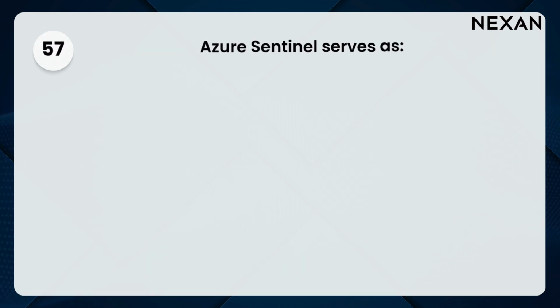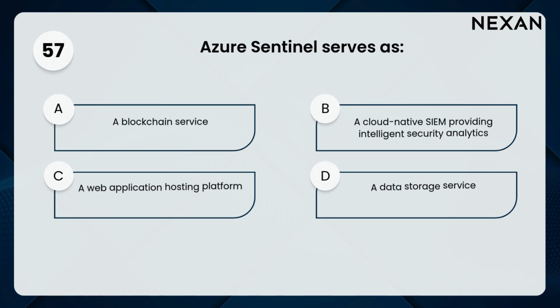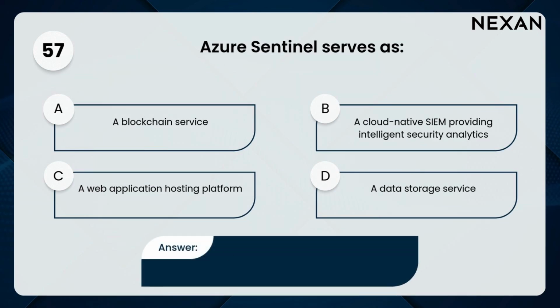57. Azure Sentinel serves as A. A blockchain service. B. A cloud-native SIEM providing intelligent security analytics. C. A web application hosting platform. D. A data storage service. Answer: B. A cloud-native SIEM providing intelligent security analytics.